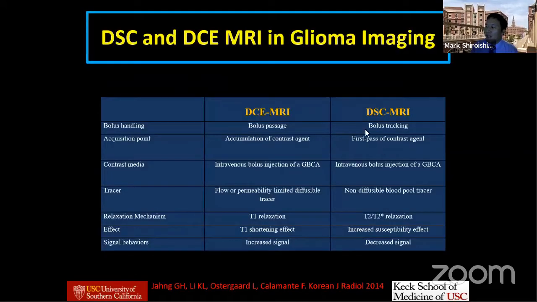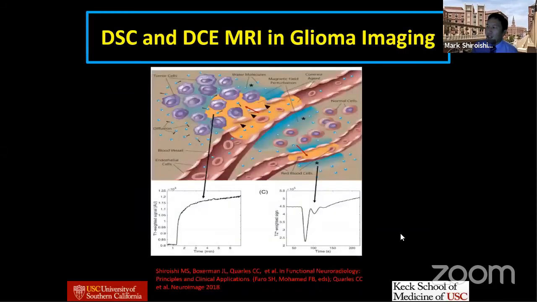These are just more technical images here, comparisons, but basically what happens is the signal in the brain gets darker when you do DSC perfusion imaging. This is an important cartoon here just to illustrate what happens when we do perfusion imaging. So this is the perfusion technique we're going to be talking about, DSC perfusion. This is the most common perfusion technique that's used in the brain.